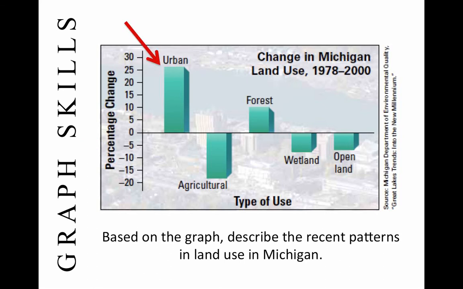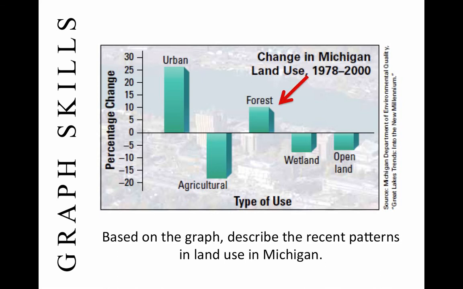Here we can see that the land used for urban areas, or cities, is increasing. That's not really a good thing for the Great Lakes habitats. More cities mean that more habitats are being destroyed. Since 1978, land use for agriculture, or farming, has decreased. This means less area is being used for farms.